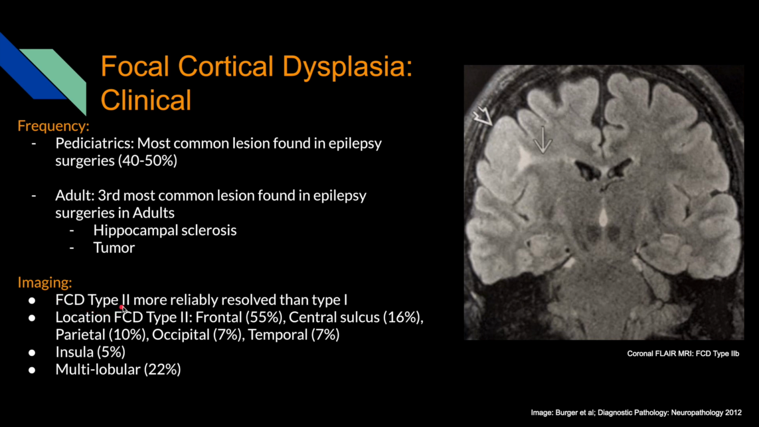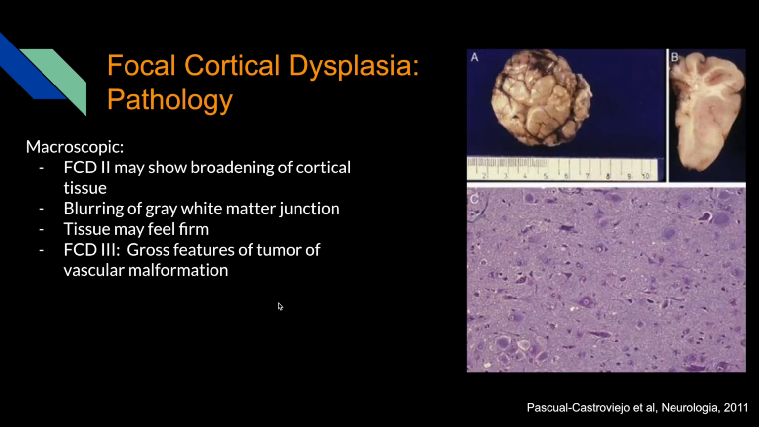Again, the type 2, as we'll see, is a very special type. It's more reliably resolved on imaging, and focal cortical dysplasia type 2 is really found across the entire brain. More in the frontal lobe. The frontal lobe is, by definition, the biggest lobe in the brain, so it could be just a complete random localization of these lesions, just depending on how much volume and surface area you have. But they do seem quite more common in the frontal lobe for whatever reason.